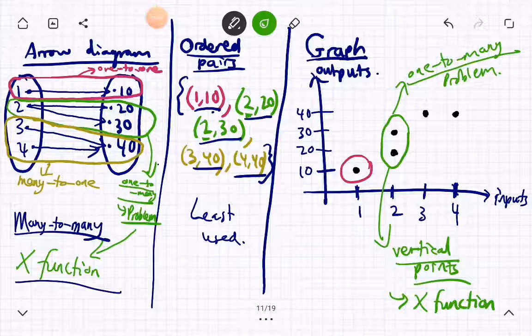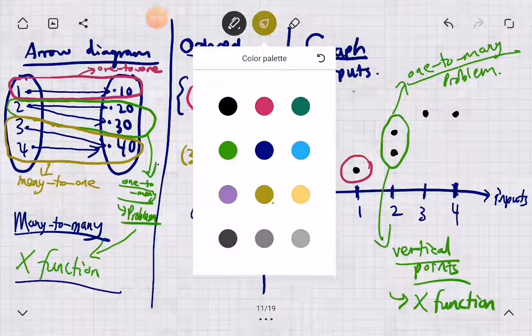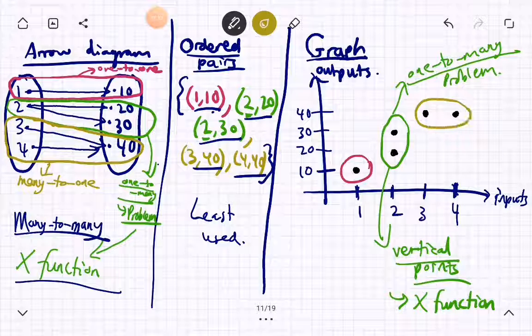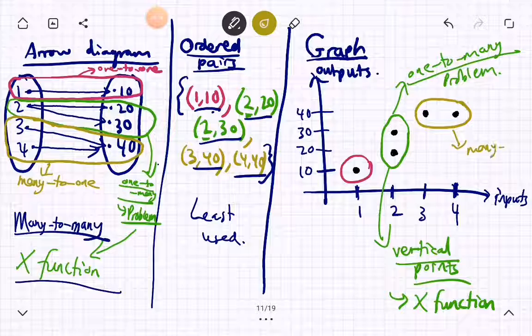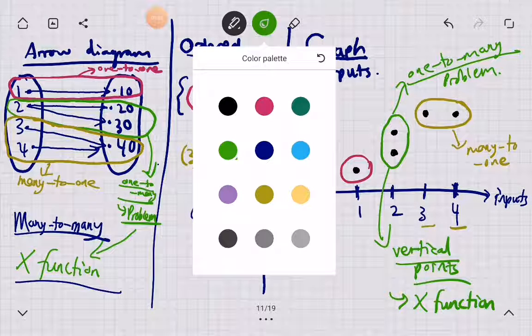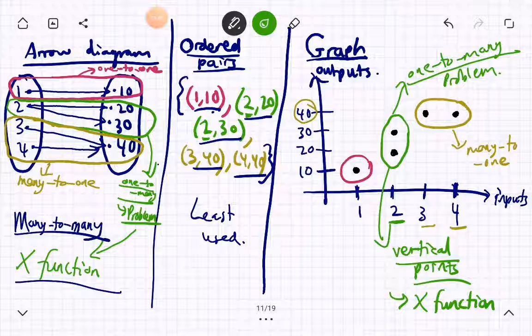Okay, and then the third and final one is this part here. This is our many-to-one relation, right? We have 3 and 4 as inputs, but we have a same output. Okay, and this is not really a problem. It's not something that tells us it cannot be a function. The real problem is in the green group, where you have one input but 2 outputs.